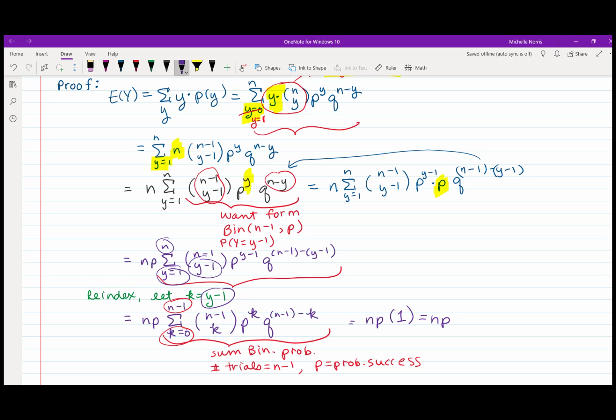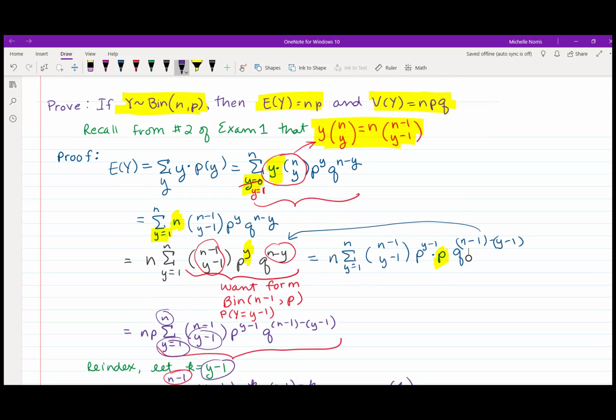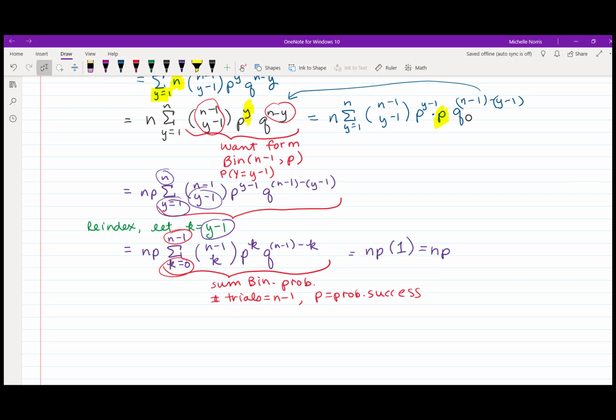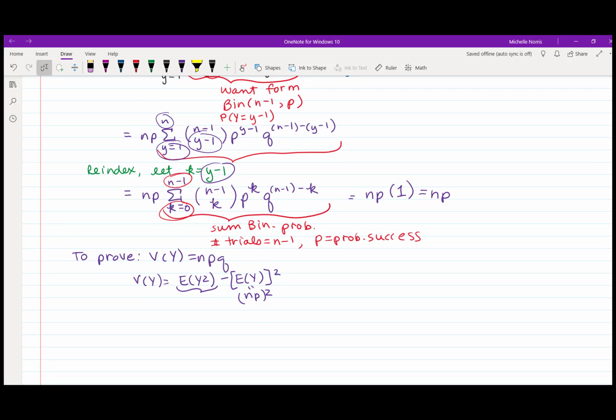Okay, so to prove the variance formula, you can use a very similar trick. To prove the variance of y is n times p times q, you want to look at the variance as the expected value of y squared minus the expected value of y, that whole quantity squared. So we already know expected value of y is n times p. So that part's not too hard. The expected value of y squared is the part that's a little bit harder.